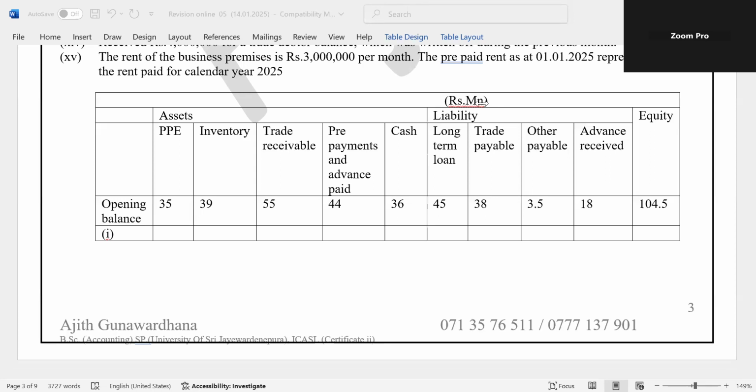Right, first one, record opening balance. Then record transactions 1 to 15. This is like the 2020 paper, only the numbers change. There's an income statement also. First one, record opening balances. Right, now the transaction amounts 1 to 15.